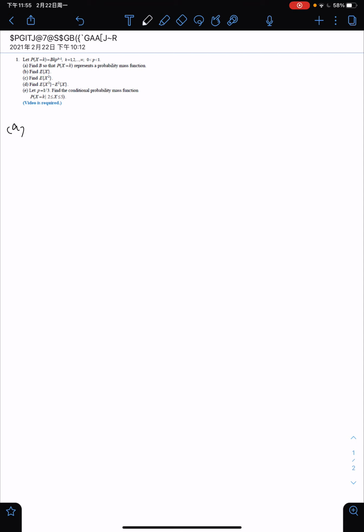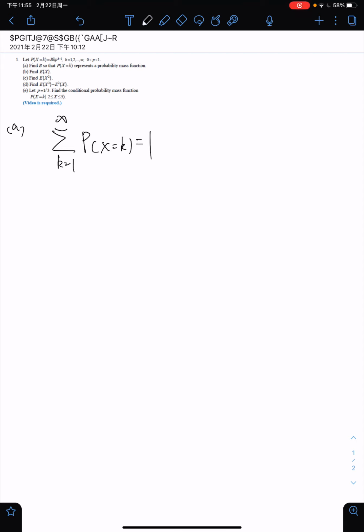First question. Find B so that the probability of x equals k represents a probability mass function. Okay, we will use this property to solve this problem: the sum for k equals 1 to infinity of p.